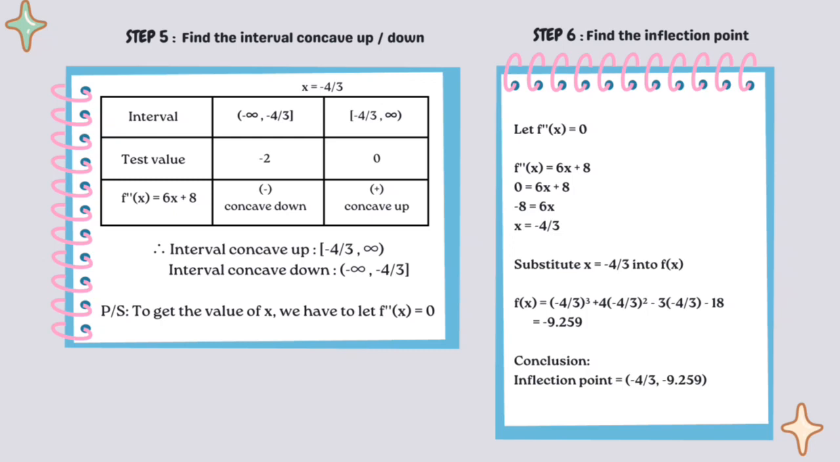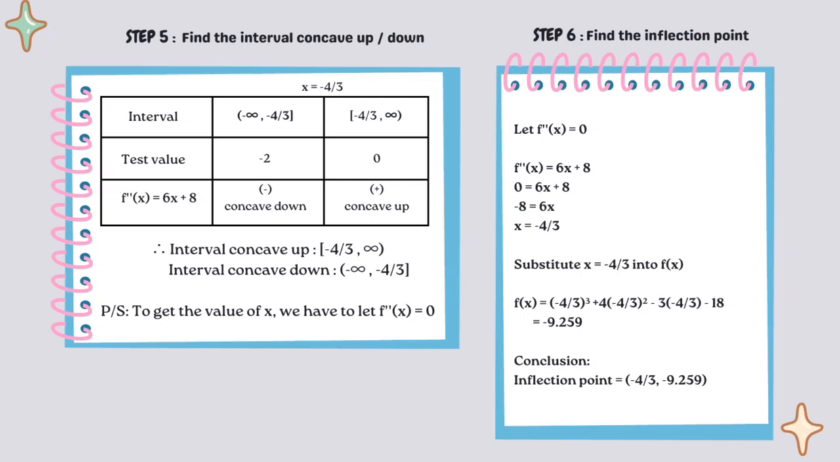If we get a negative number, it will be concave down. If we get a positive number, it will be concave up. So for the first interval, we got a negative number, which is concave down, and for the second interval, we got a positive number, which is concave up.